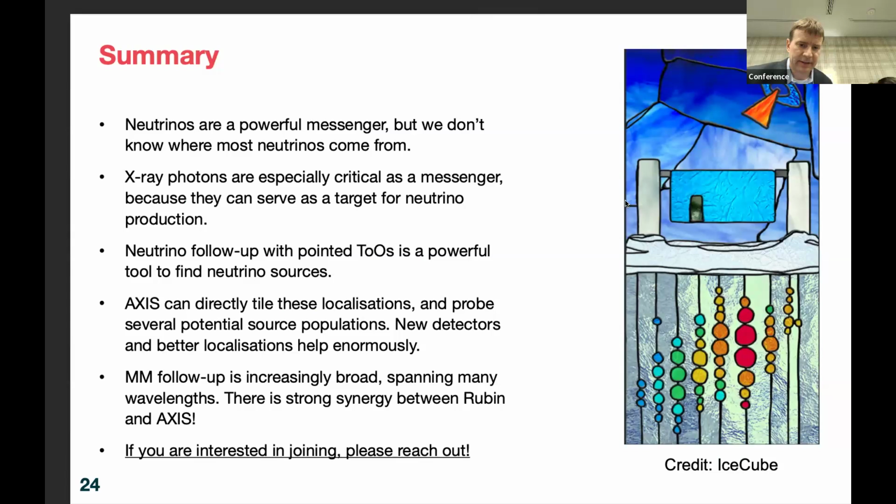Follow-up with telescopes works. It has worked before, and it will continue to do so. It's a really great tool to learn new things. And AXIS has exactly the right capabilities matched with the future neutrino observatories to really do this study and understand where these neutrinos are coming from.